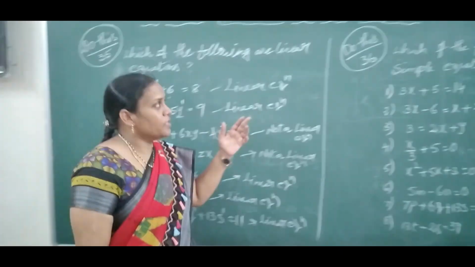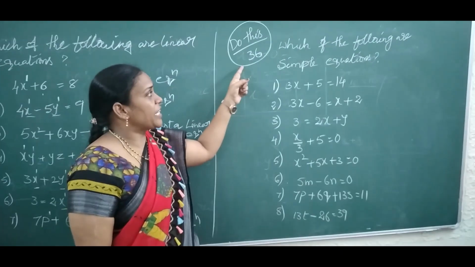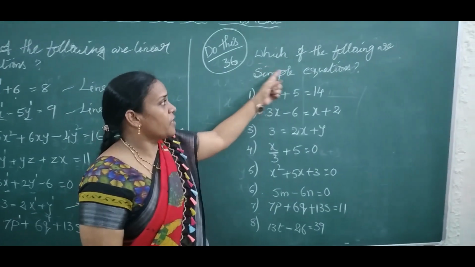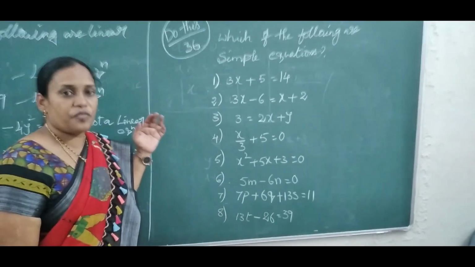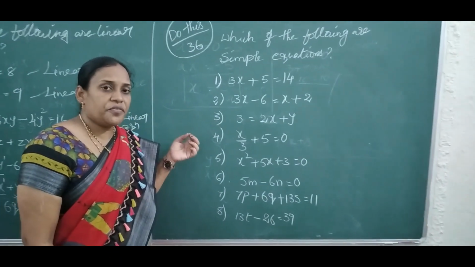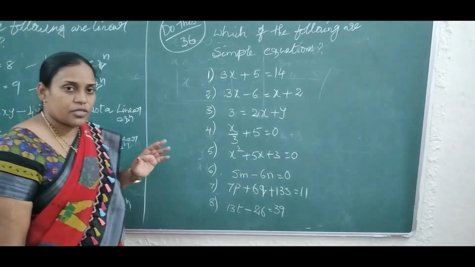Now, let us do these problems on page number 36. In your textbooks, page number 36, we have to do these problems. Which of the following are simple equations? In this, you have to find out simple equations. So, what is a simple equation? If there is one variable, then the equation is called a simple equation.